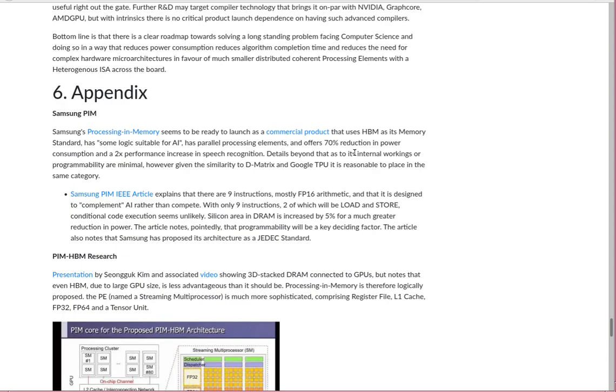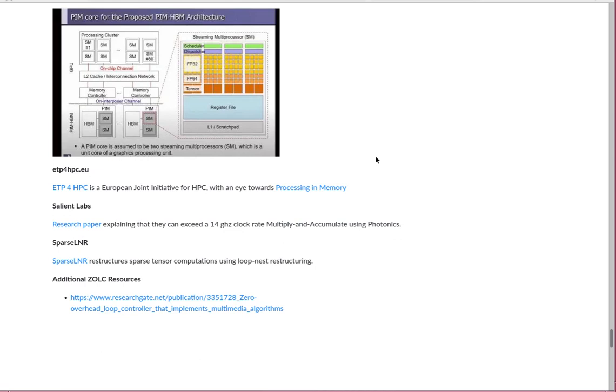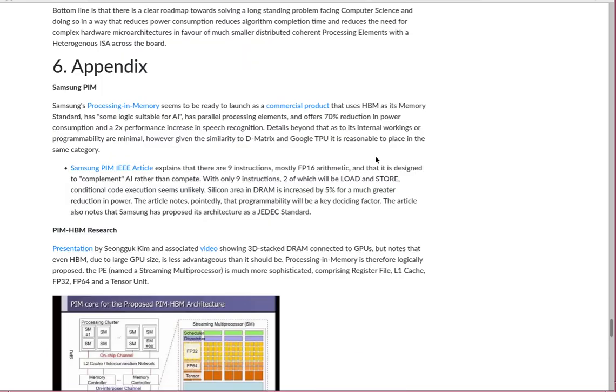There is an extraordinary amount of research going on in this area, but looking at some of it, Samsung's processing in memory, it's touted as having a 70% reduction in power consumption and 2 times performance increase in speech recognition. But some of these ideas from Snitch and ExtraV and zero overhead looping, we completely better that. We completely muller it.